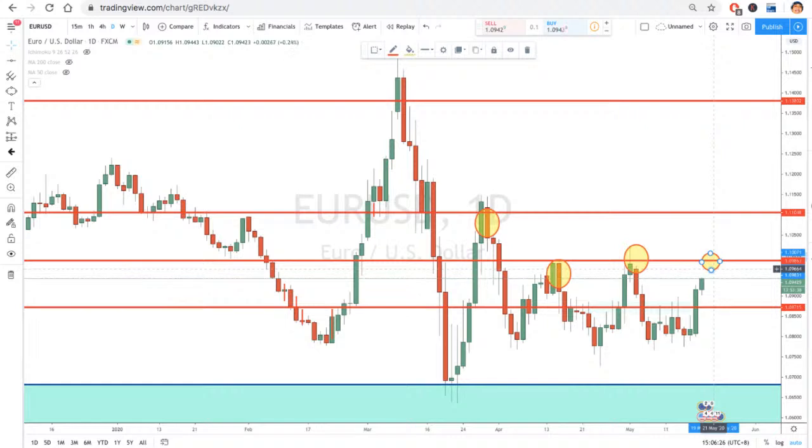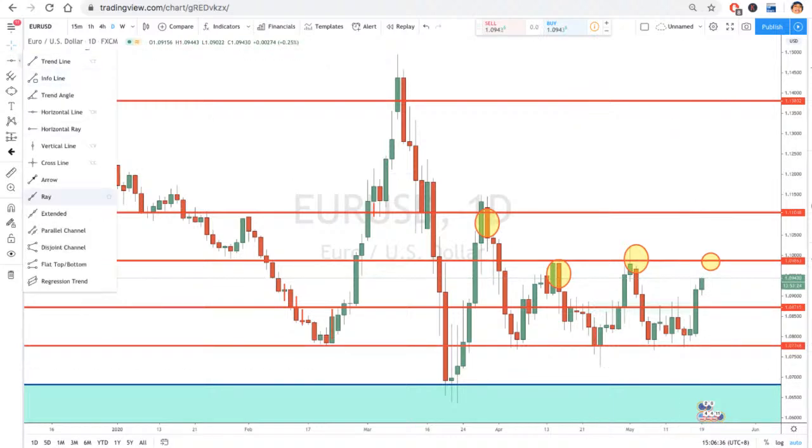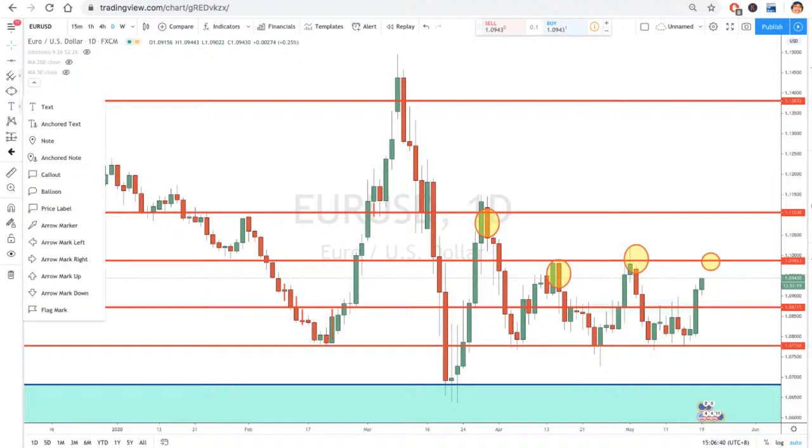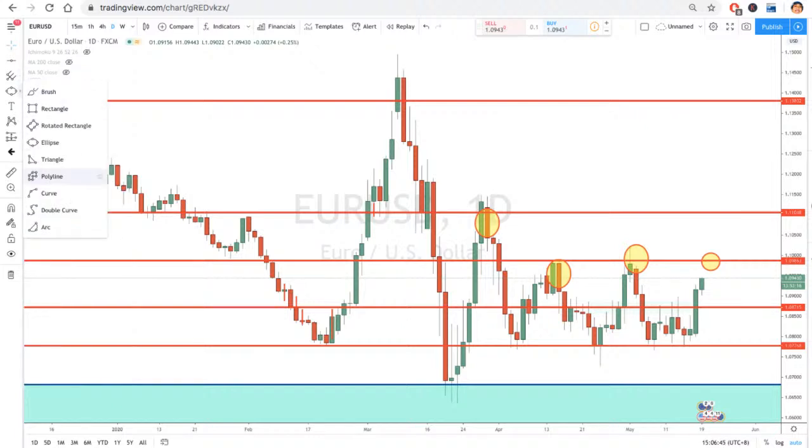Where's the target? The target will be somewhere down here. It's a very obvious target, yet it has held many times. So this is where we are going to target. This is a free signal. You'll see that we will be making the money. Let's draw it.